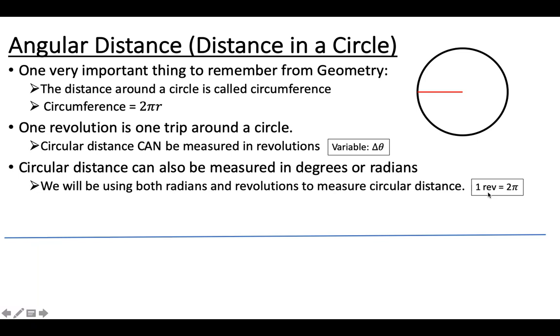We will need to know how to convert between those. 1 revolution is equal to 2 pi radians. Okay, so one time around the circle, that's 2 pi. Same as 360 degrees. 1 revolution, 2 pi. They're all the same thing, okay?